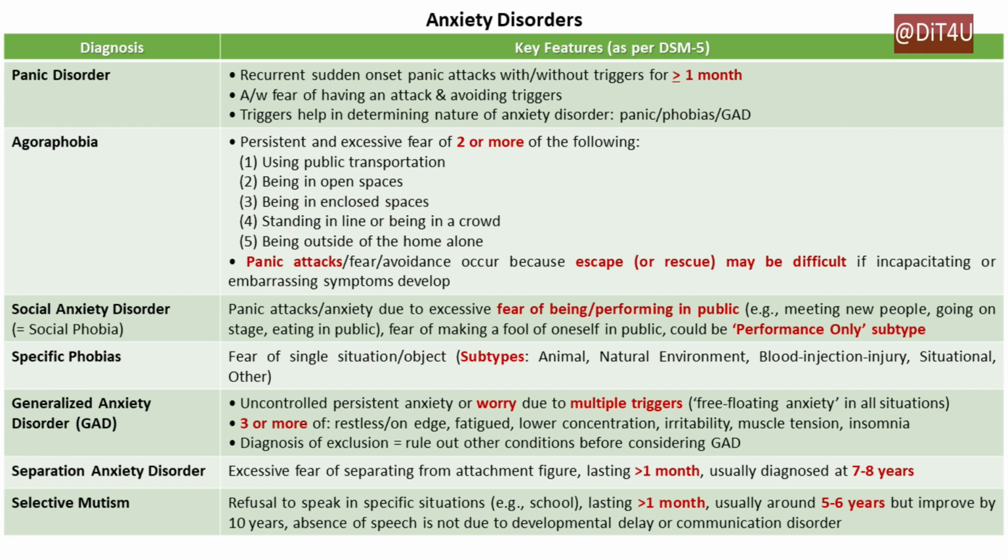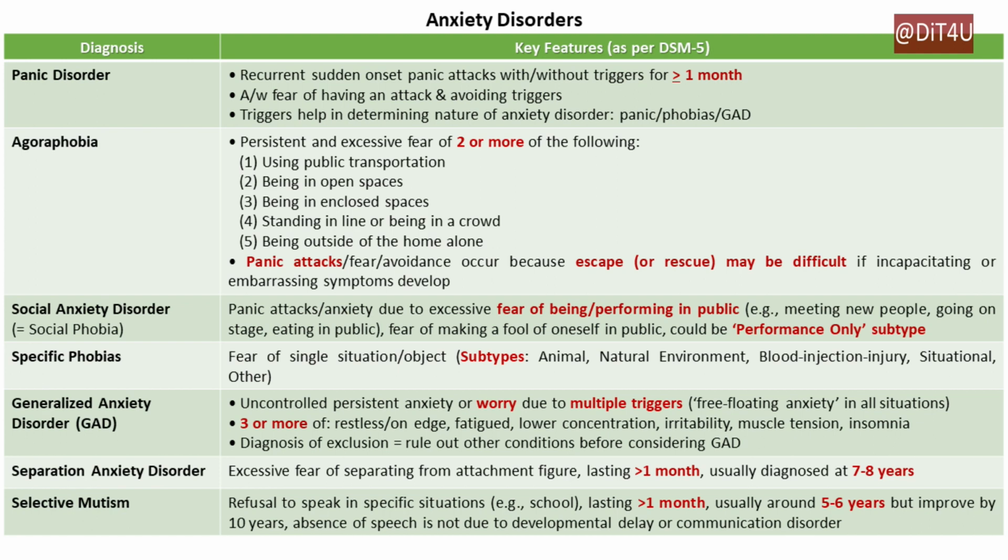Whereas in social anxiety disorder, panic attacks or anxiety are due to excessive fear of being in public or performing in public. Examples: meeting new people, going on stage, eating in public. Eating in a restaurant also can be traumatic for them. Fear of making a fool of oneself in public. They're always thinking, what if things go wrong? What if people think that I'm an idiot? My weaknesses are exposed in front of others. So that is social anxiety disorder. A subtype could be the performance-only subtype. That means only when you ask the person to perform something, such as going on a stage, then there is anxiety. Otherwise, there is no anxiety.